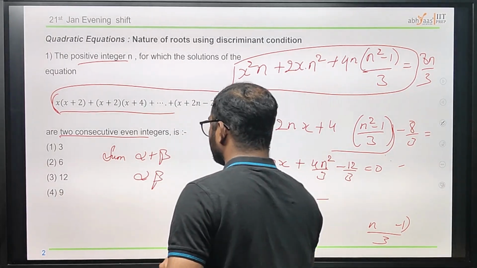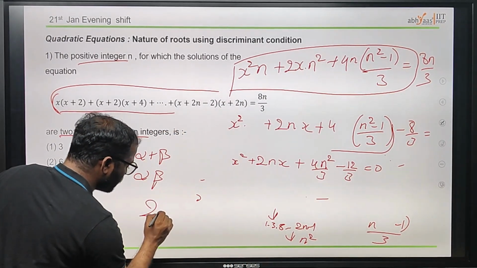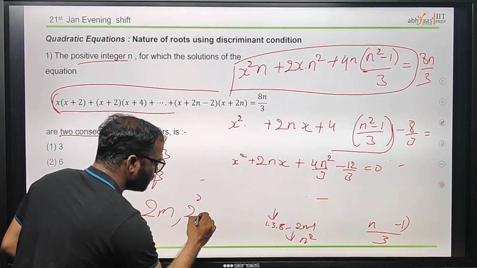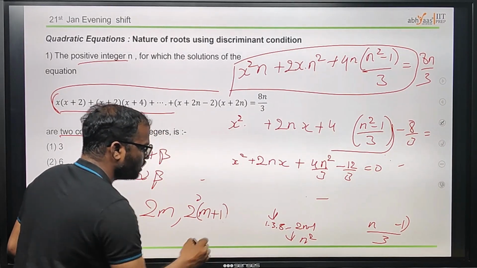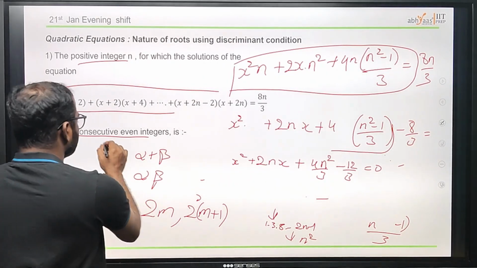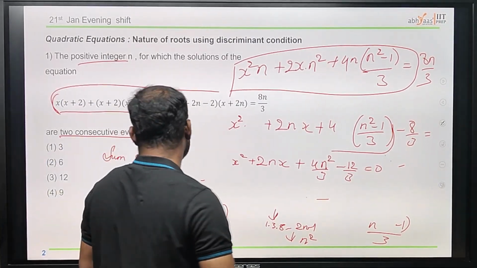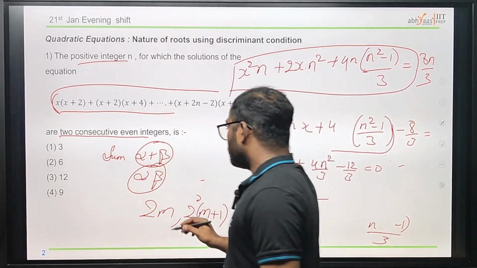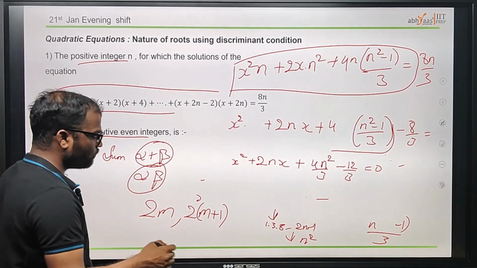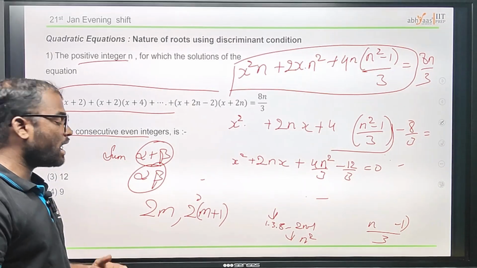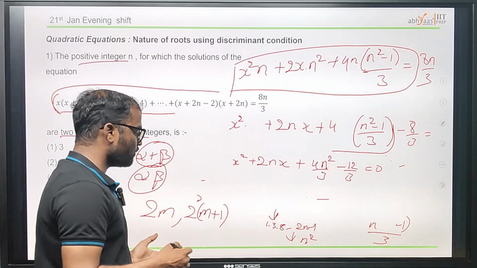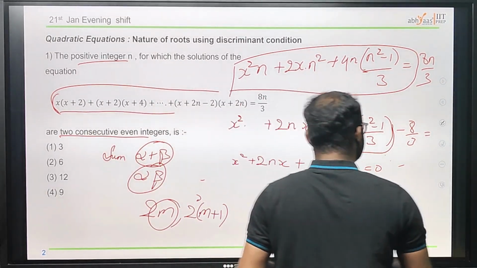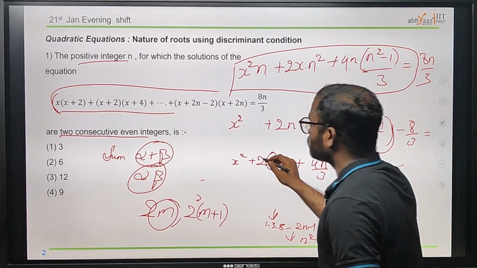What are 2 consecutive even integers? Which is nothing but, say, when one of the integers is 2m, then automatically another consecutive integer will be 2 times (m plus 1). Okay, now these are the 2 consecutive even integers. From these even integers we can find alpha plus beta and alpha beta. After finding this, just use alpha plus beta, the sum of roots. We will have 2m plus 2(m plus 1). In order to find n, we need to find m. After finding m we can easily find the n value from this quadratic equation.